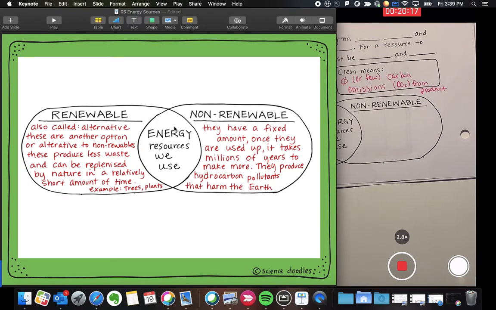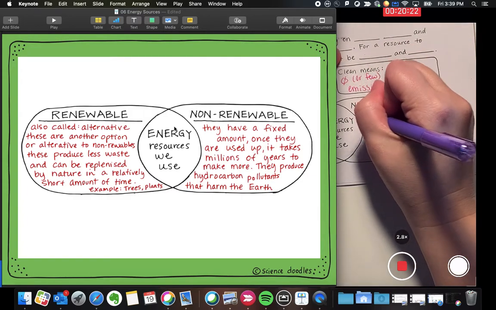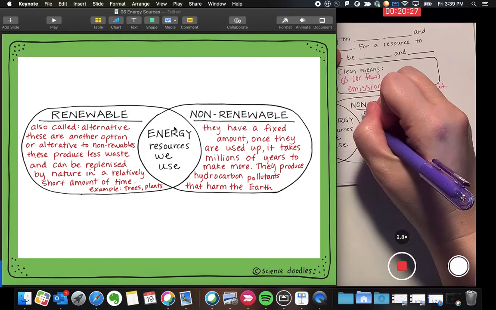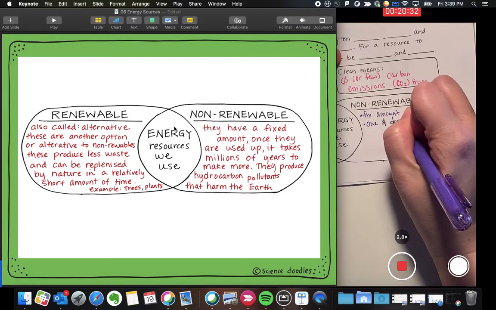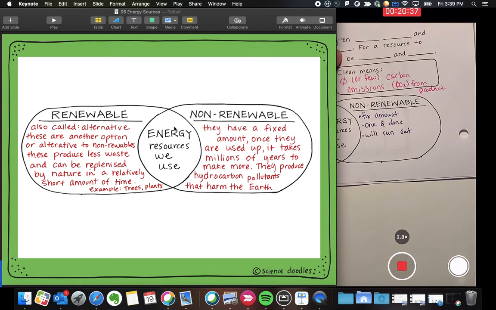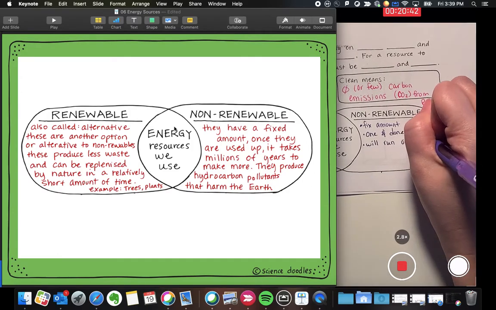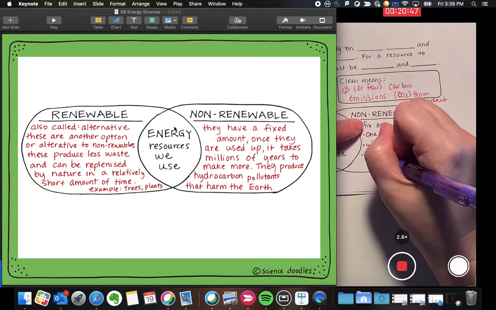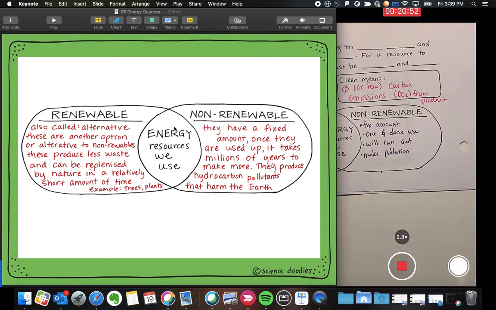Our non-renewables. There's a fixed amount of them. So there's a fixed amount. It's a one and done use. It's going to run out. They can make pollution.